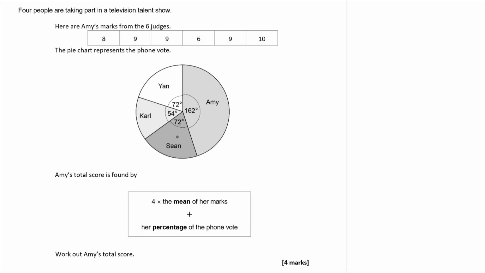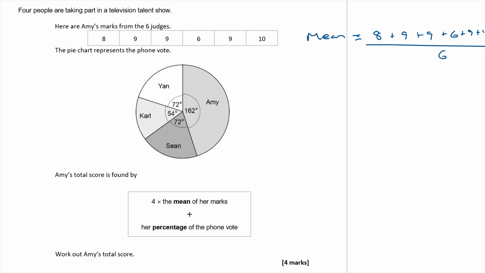Okay. So we've got Amy's marks from the 6 judges, so we need to find the mean of that and then times it by 4, and that's the first component then. So mean, let's do mean first. Mean is all of the numbers added up divided by the total number of numbers. So it's going to be 8 plus 9 plus 9 plus 6 plus 9 plus 10, all divided by, how many numbers are there? There are 6 numbers, so divide that by 6.